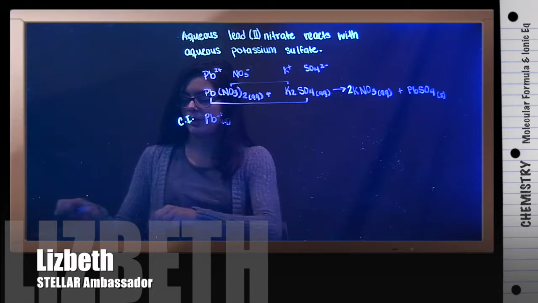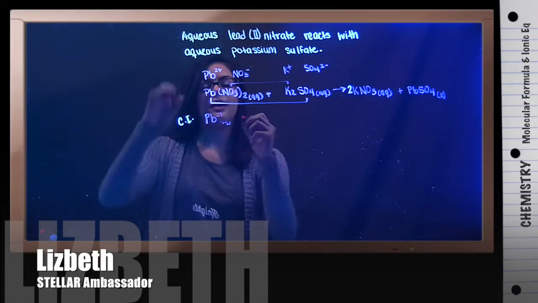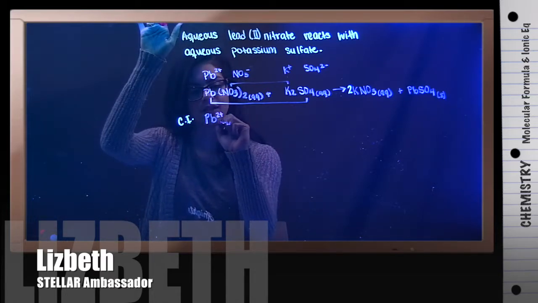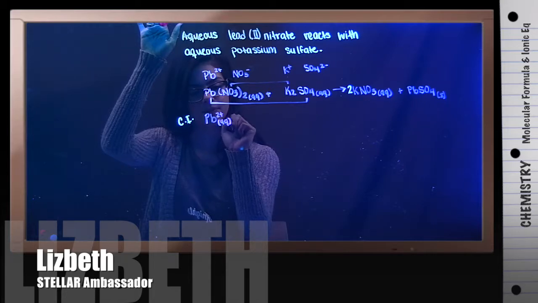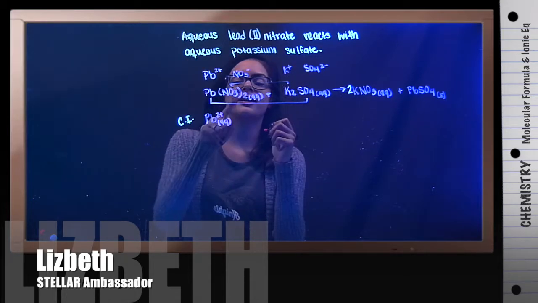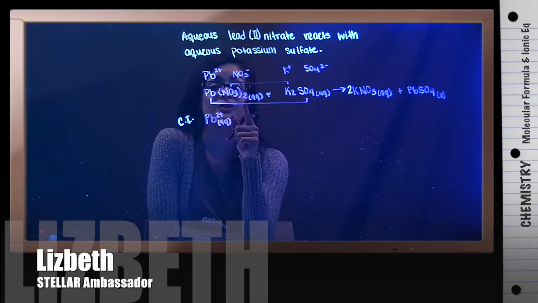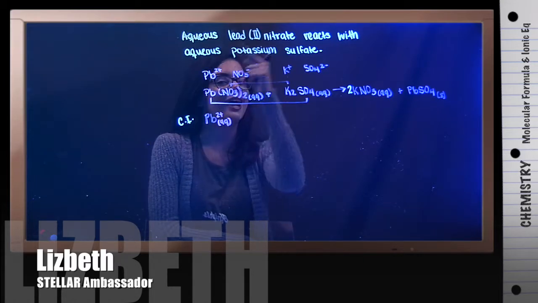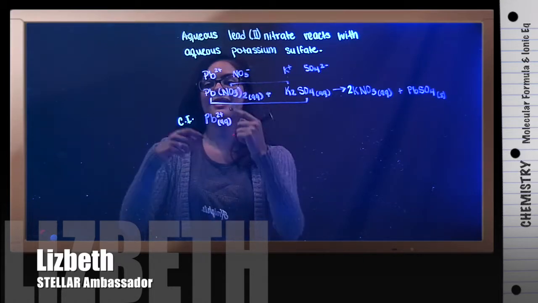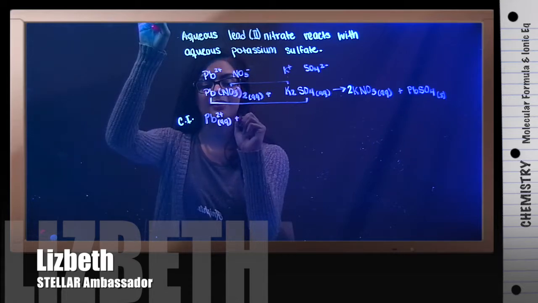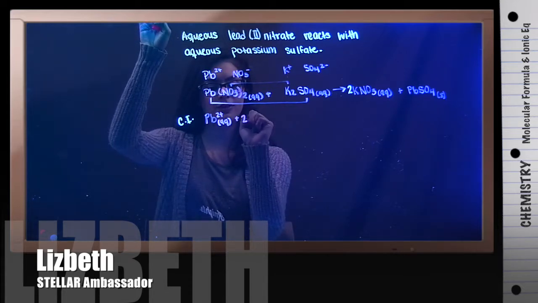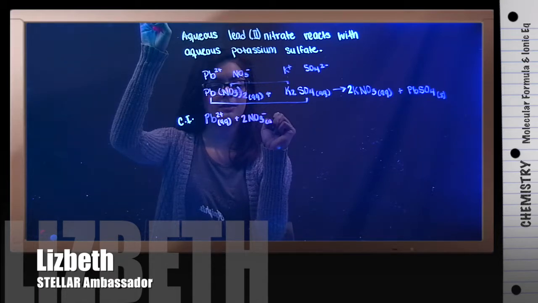Alright, and then we also have our nitrate. However, let me rewrite this so you can see it better. Alright, and then we also have our nitrate. However, here you see that we have 2 of them. Instead of keeping it on the outside of it, we're going to bring it out to the front as a coefficient so that we can denote that there are 2 of them. So we have 2 NO3, the charge is minus, and it's aqueous.